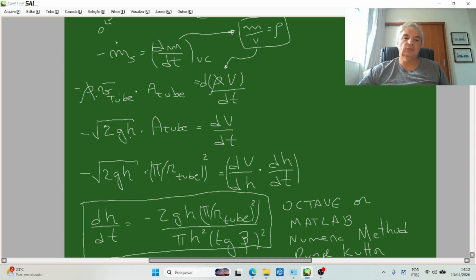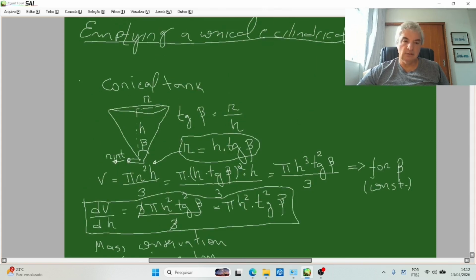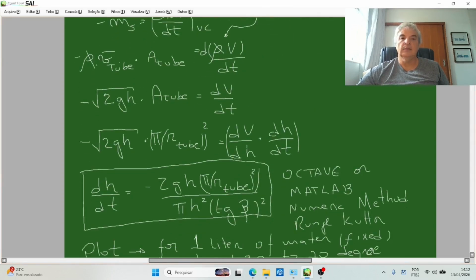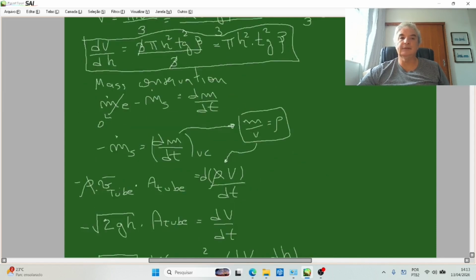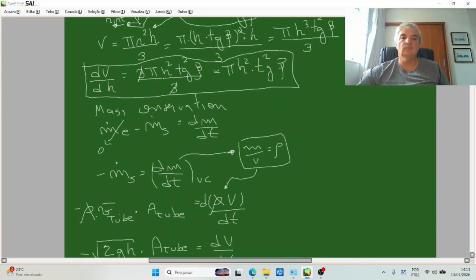We know that the area of the tube is π r². dV/dt is the same as dV/dh times dh/dt, because by cutting this dh with this dh we get dV/dt. So we can isolate dh/dt, like here, and knowing that dV/dh is deduced here, substituting it in this expression, we get that dh/dt is equal to √(2gh) π r² of the tube over the expression of dV/dh, which is here.